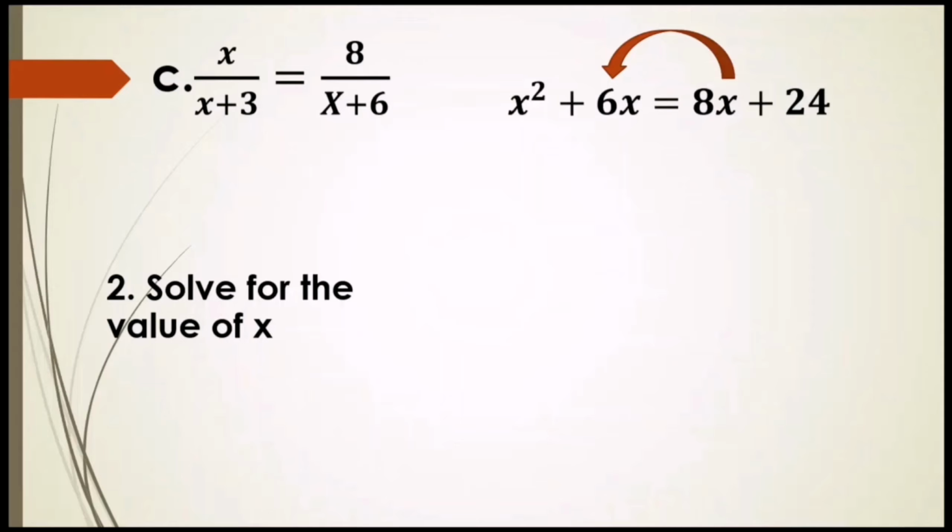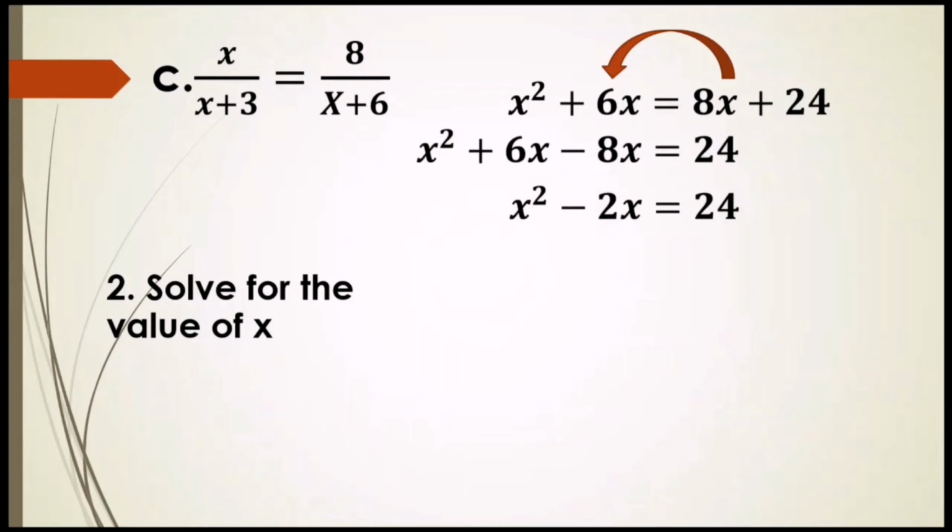we need to transpose 8x to the left hand side so that we can combine the like terms. After transposing 8x, it becomes negative 8x. So from there, we can combine like terms like 6x and negative 8x. Now, the answer is x squared minus 2x is equals to 24.